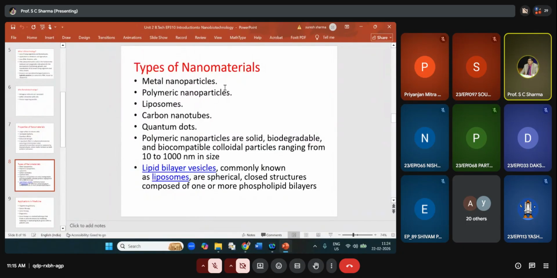Types of nanomaterials. Metal nanoparticles, for example gold, silver. Okay, so these are metal nanoparticles. Then polymeric nanoparticles. And liposomes, commonly known as lipid bilayer vesicles, are spherical closed structures composed of one or more phospholipid bilayers. Then carbon nanotube I have explained extensively. Then quantum dots also I have explained.